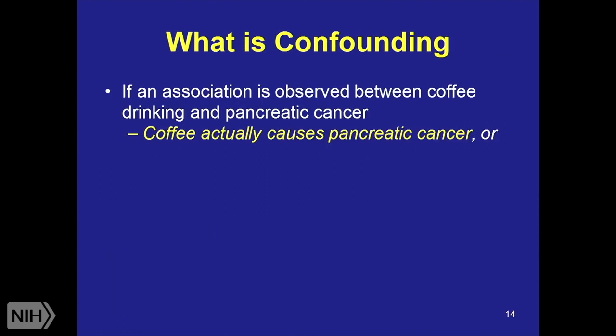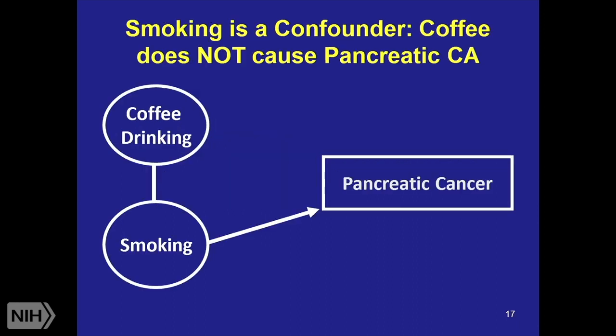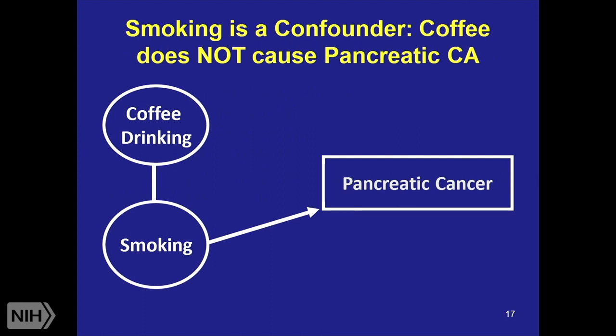So what's confounding? If an association is observed between coffee drinking and pancreatic cancer, either the coffee actually causes the pancreatic cancer, which is this, or the association is a result of confounding by cigarette smoking. So I'm measuring the coffee. I'm not doing a good job of measuring the smoking, but this is basically the relationship I'm looking at. And in fact, after many years, the decision was this was the answer. Coffee drinking has nothing to do with your pancreatic cancer.